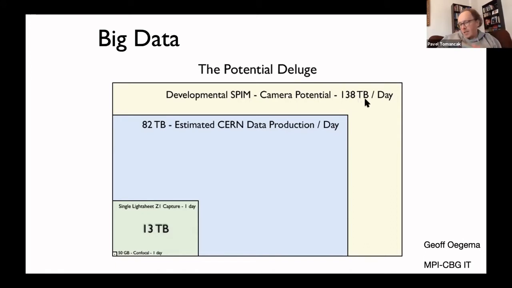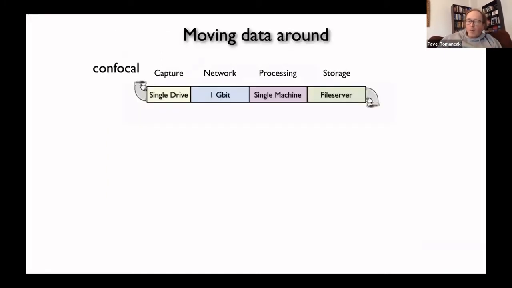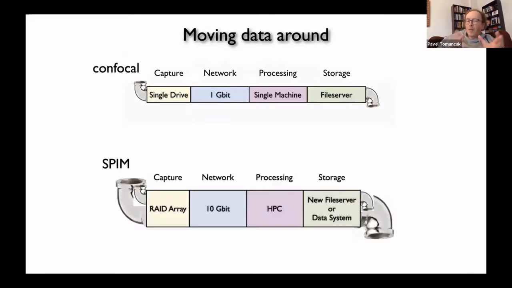So just please consider, this is what our IT people said, that the combined production of CERN is 82 terabytes, right? So if you want to do something like that, you have to invest some effort and some money into the problem. So what one basically does is to make this pipe of how you deal with such data in various ways into a much thicker one, right? Instead of a single drive, you use a redundant array, you get a better Ethernet connection, and instead of a single machine, you use something called HPC, high performance computing resource, which allows you to parallelize the processing.